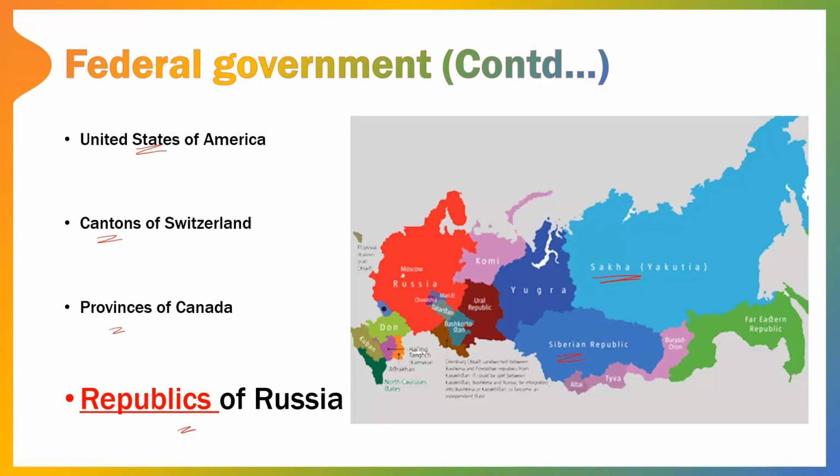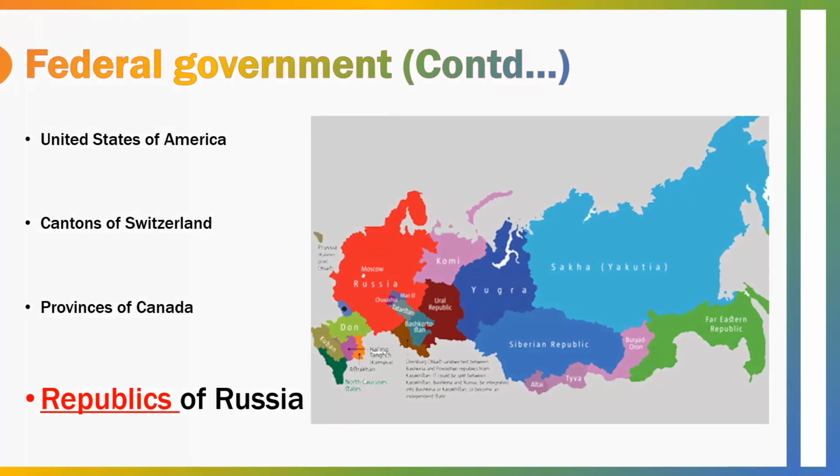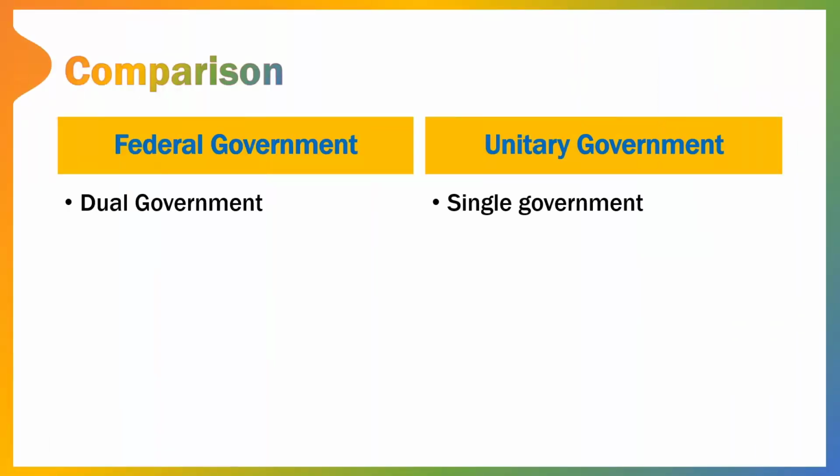Clear? Now let us check the comparison between the federal governments and the unitary governments. Very firstly, in the federal government, we normally see a dual system of government. That means a national government will be there as well as regional governments, that means state governments. In the unitary government system, we have a single government, the national government, which may create regional governments. It is not necessary that a regional government must be there, but if necessary, the national government can create a regional government.